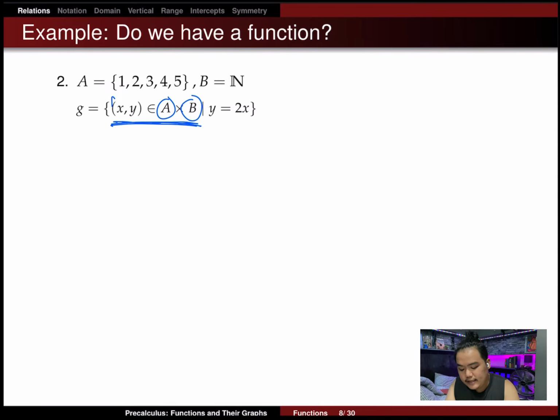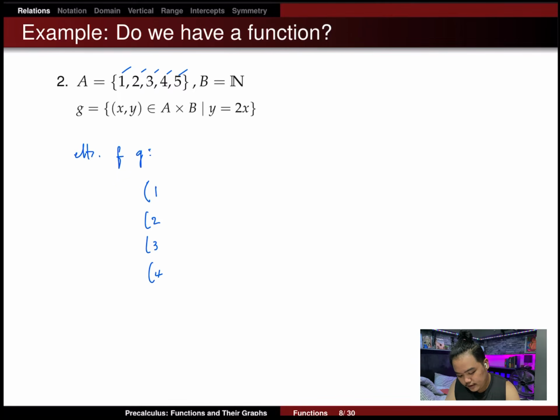So the first component will come from A, the second component will come from B. And then this (x, y) satisfies this relationship y equal to 2x, meaning for you to get the second component, you have to double the first component. So these are the elements of G. The possible values of the first component will come from A: 1, 2, 3, 4, 5. Let me just clean this up. So 1, 2, 3, 4, 5.